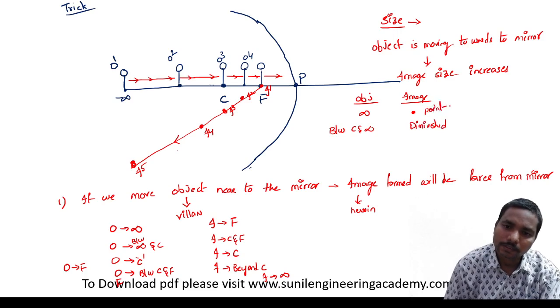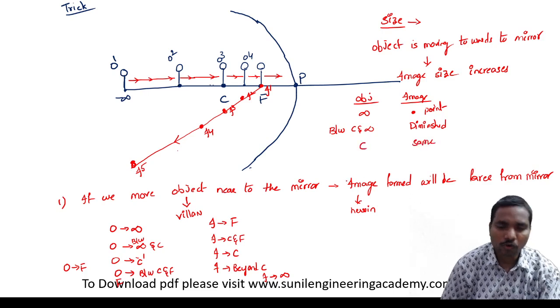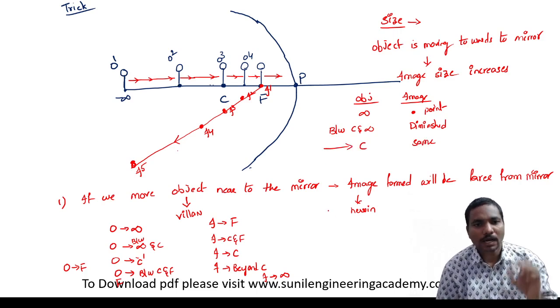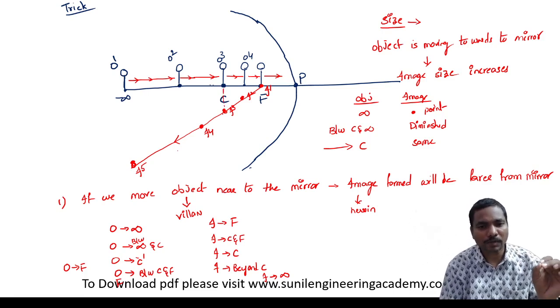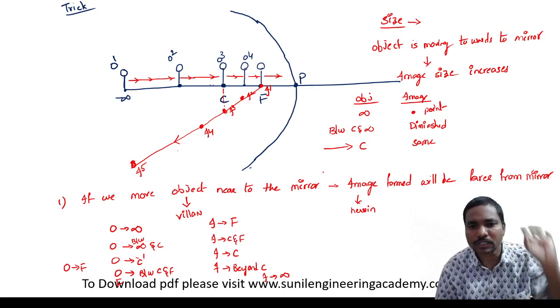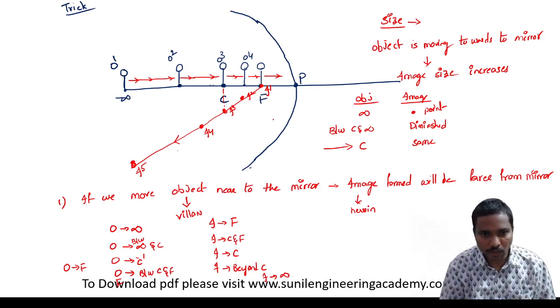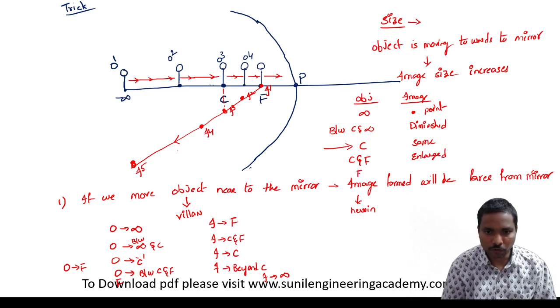Here at exactly C, it is the same size. Okay, so this is the key point, guys. If you place the object at exactly C, you will get the image formed at the same point and the size also the same. Now, between C and F, you will get a magnified, enlarged size. If you place it at focus, you will get an extremely enlarged image.